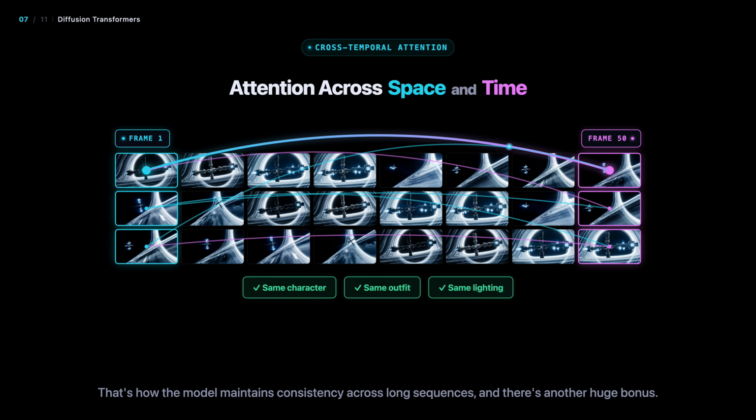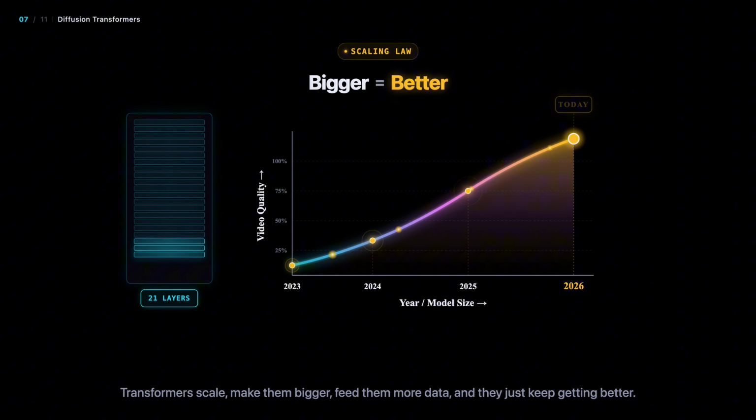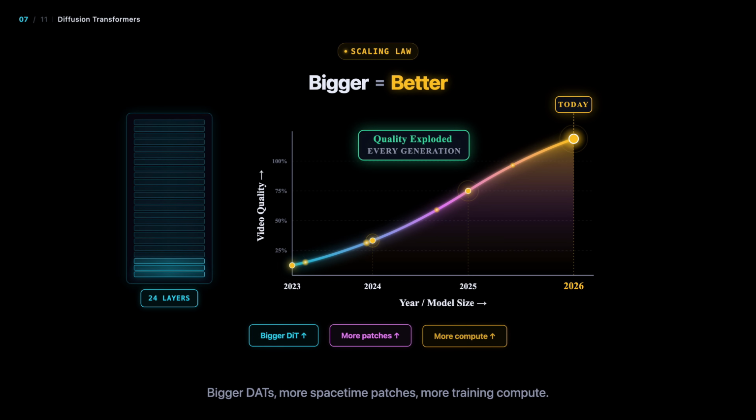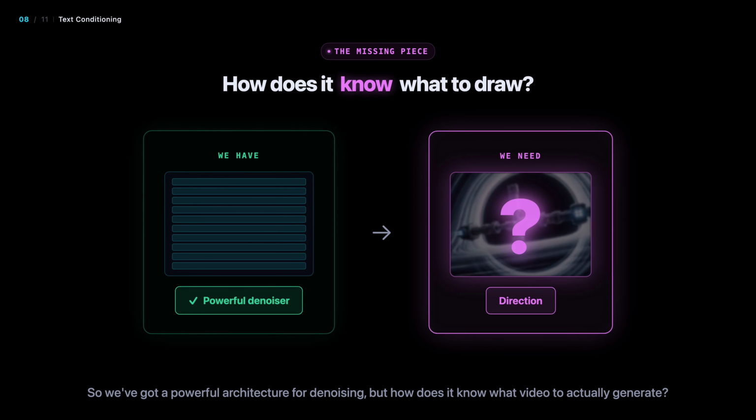And there's another huge bonus. Transformers scale. Make them bigger, feed them more data, and they just keep getting better. That's why video quality has exploded over the past 2 years. Bigger DiTs, more spacetime patches, more training compute. So we've got a powerful architecture for denoising, but how does it know what video to actually generate?